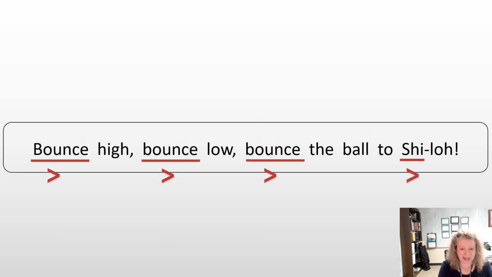So let's place a vertical line in front of each accent after the first accent. So there's our first vertical line. The next one's going to come in front of the next bounce, and finally in front of shy. At the end, we're going to have a double bar line. The double bar indicates that we're at the end.